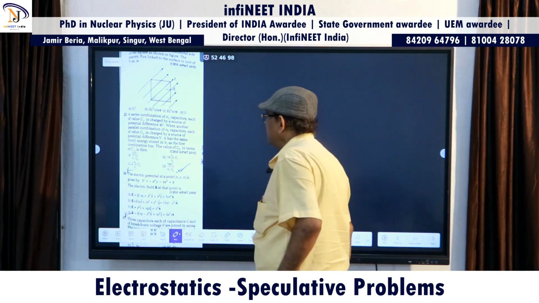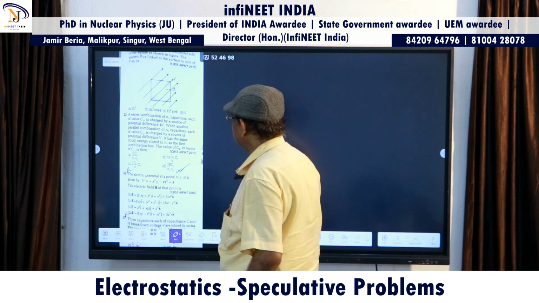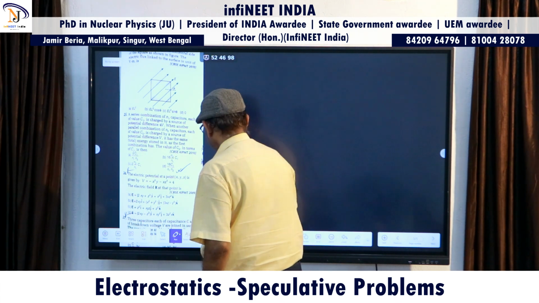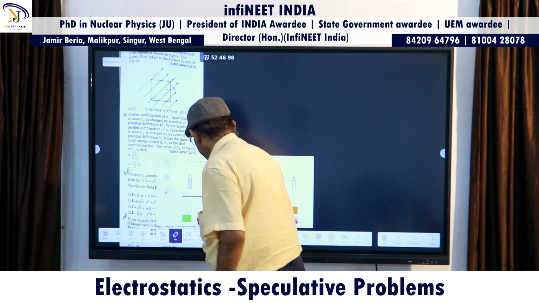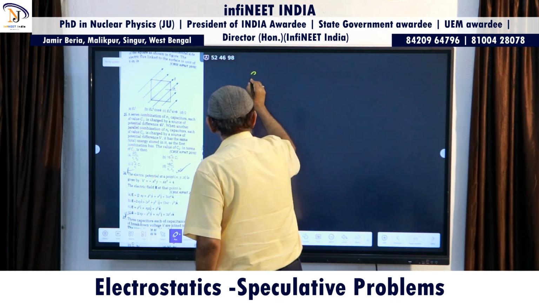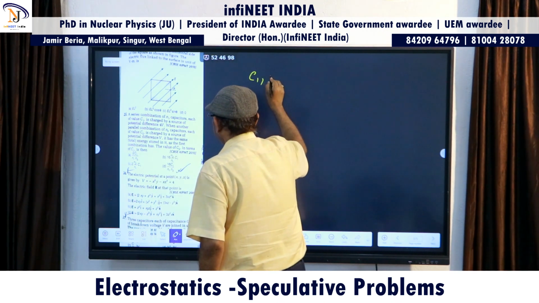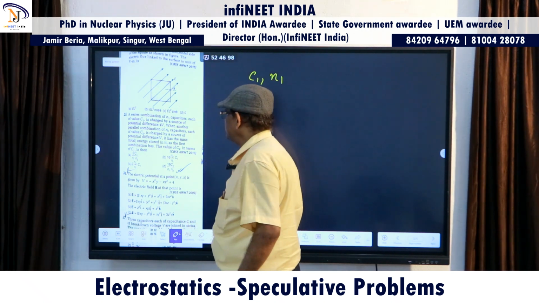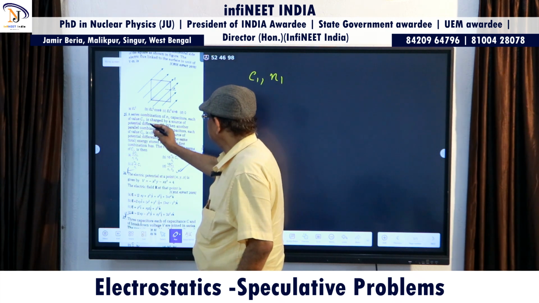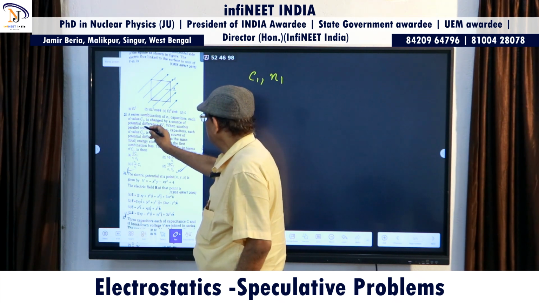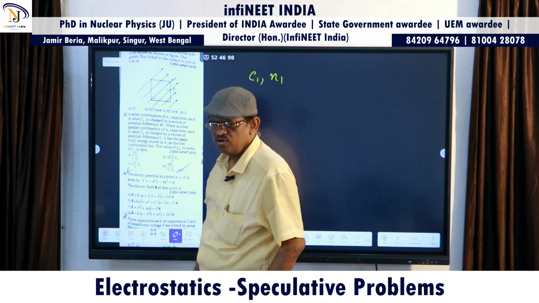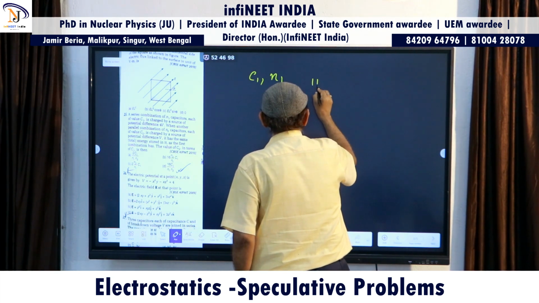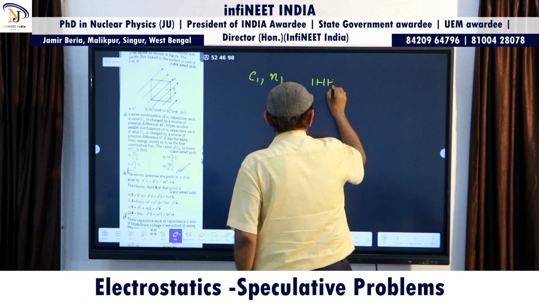A series combination of N1 capacitors, each of capacitance C1. How many capacitors are there? Series combination of N1 capacitors, each capacitance C1, is charged by a potential difference of 4 volt. So N1 number of capacitors are connected in this way.